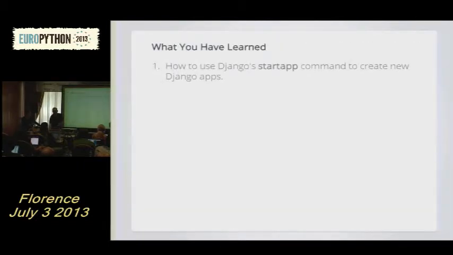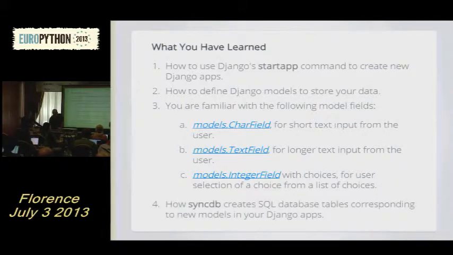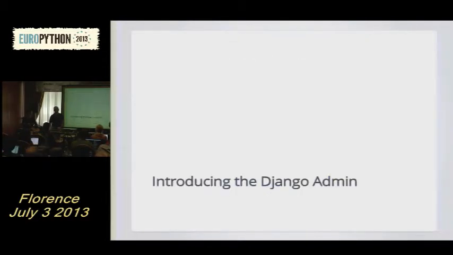So what we've done is we've used the startapp command to create a new Django app. We've learned how to define Django models. And you're now familiar with the character field, the text field, and the integer field. And how syncdb creates SQL database tables. Now we're going to get into the Django admin.